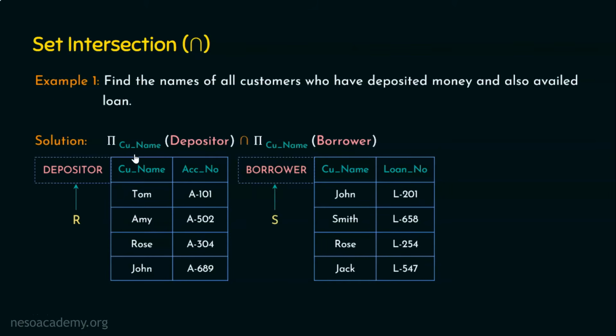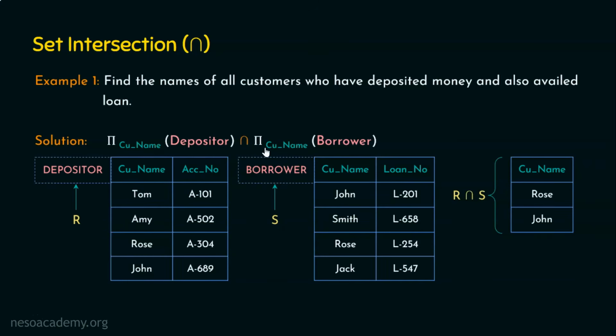So R will contain only one column, which is customer name. And S will also contain only one column, which is also customer name. Now we are going to perform R intersection S, which is customer names from both the relations. This output will contain a relation with one attribute, and this output will also contain one attribute, and we are performing set intersection. Since the number of attributes is the same on both the operands, it can be performed.